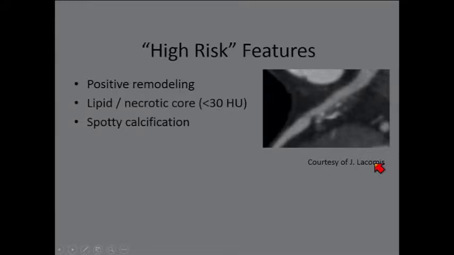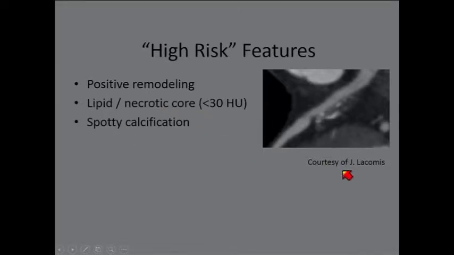So if we consider things that are high-risk features, these have been identified quite readily in the literature over the last 10 years, including, as Glagov described to us, positive remodeling, the presence of a lipid plaque or necrotic core, which on CT we often identify as having a Hounsfield unit of less than 30, or having spotty calcification.